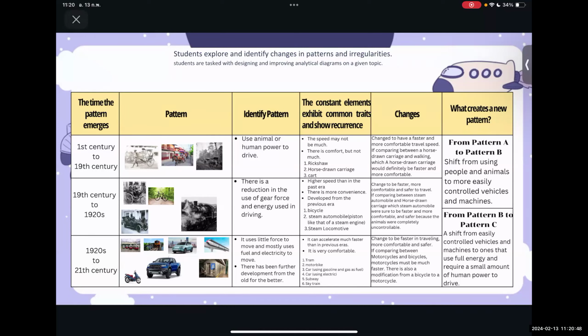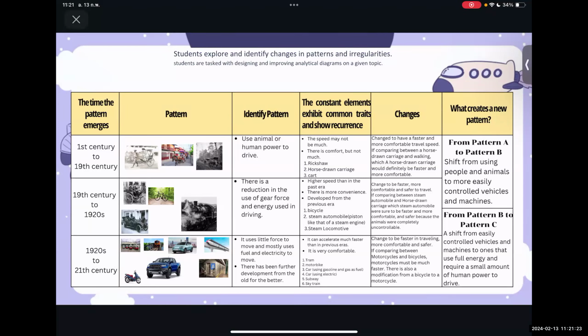If comparing a steam automobile and a postal carriage, the steam automobile was sure to be faster and more comfortable, and safer, since the animals were completely uncontrollable. For the new pattern from pattern A to pattern B, the shift is from using people and animals to more easily controlled vehicles and machines.